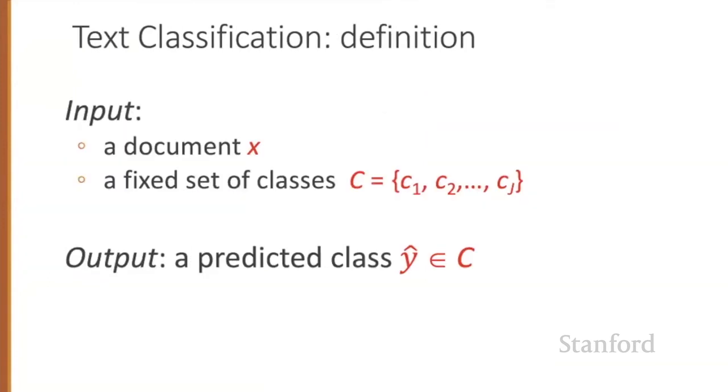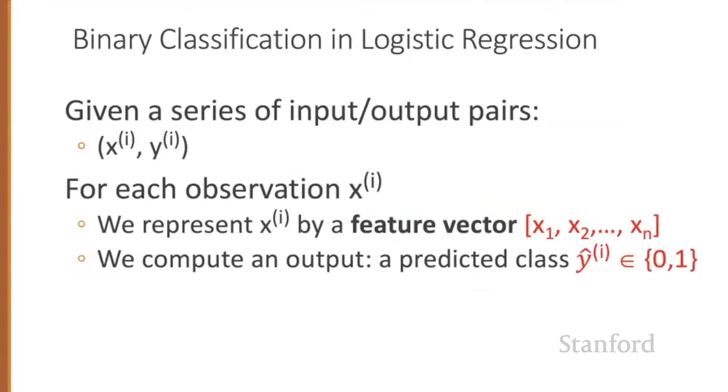And again, remember that for text classification, we have a document x, we have a fixed set of classes, capital C, and then we're going to output a predicted class, y hat, which is one of these classes in C, given x. And given a sequence of input-output pairs, remember that we're using the superscripts for each observation x and its label y. For each such observation, we're going to represent it by a set of features, x1 through xn, and then we're going to give it a predicted class, y hat, from the set 0 or 1, so binary classification.